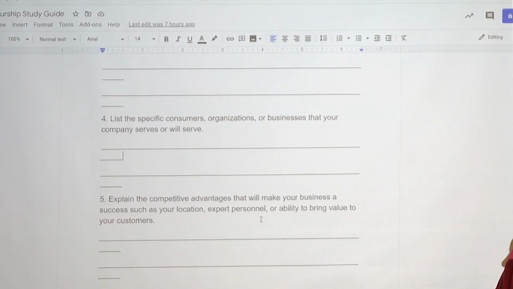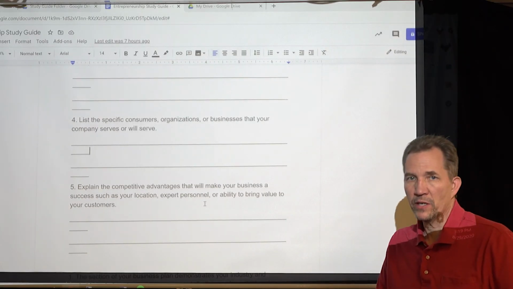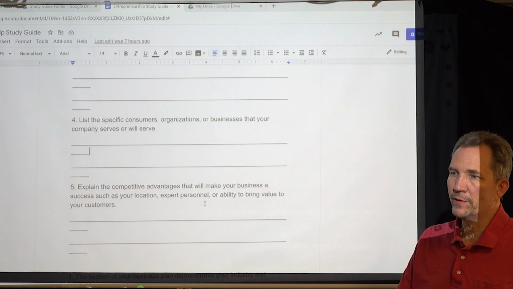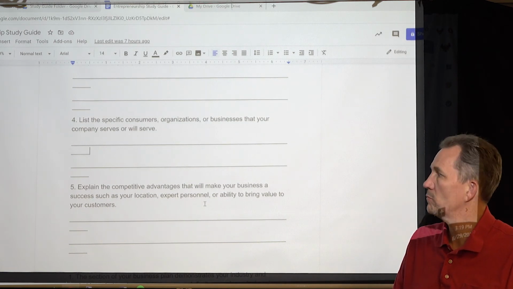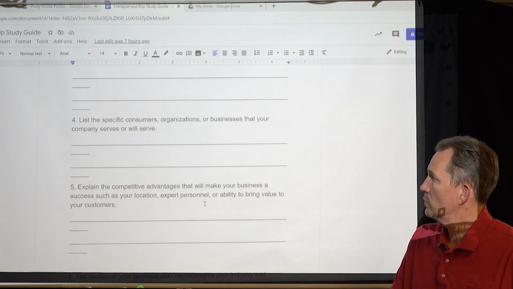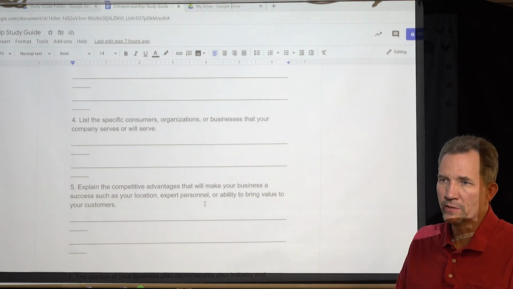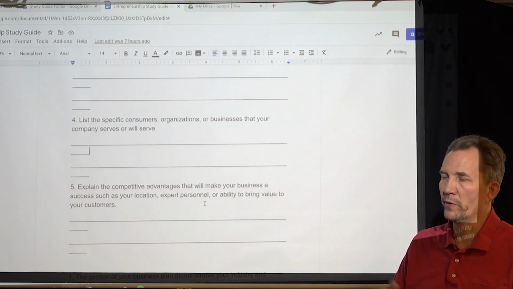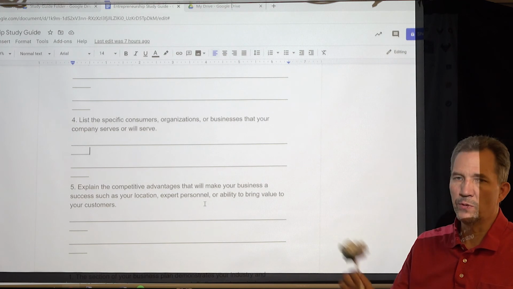Number 4 says, list the specific consumers, organizations, or businesses that your company serves or will serve. Now, sometimes this is in a geographic area. Remember, we talked about the demographics, geographics, and psychographics. This is where this comes into play. There's one thing that I don't think they even have us talk about, which is, you've got a business to a consumer. So again, I'm selling this to a consumer.